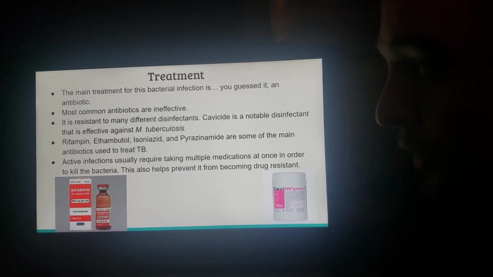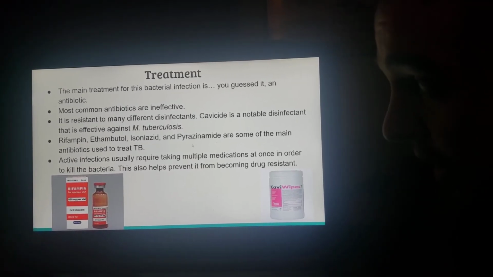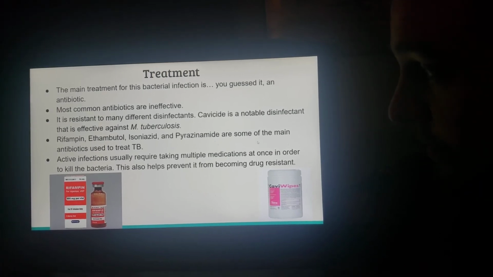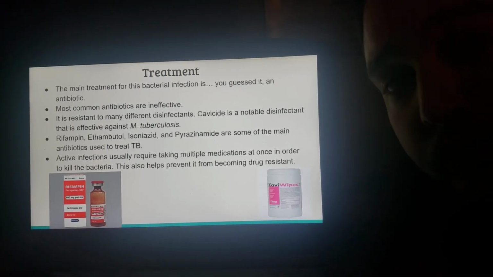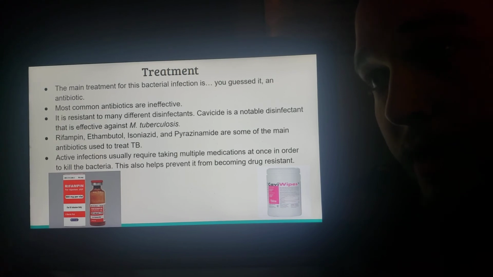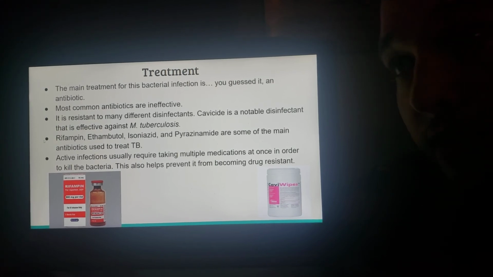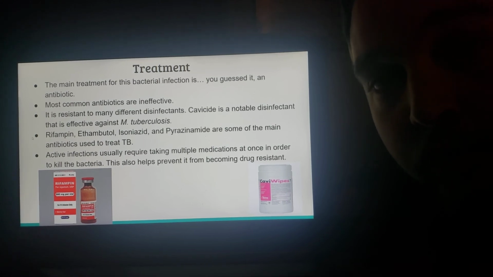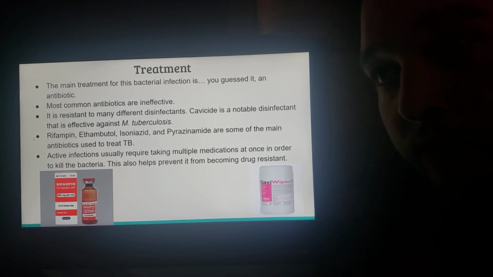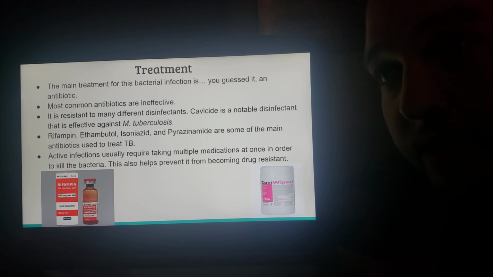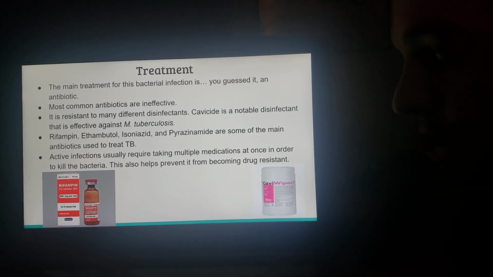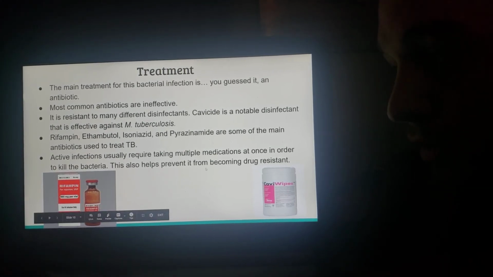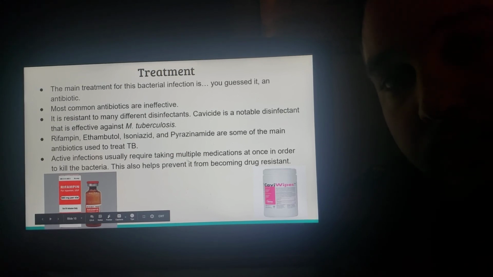Rifampin, ethambutol, isoniazid, and pyrazinamide are some of the main antibiotics used to treat TB. A lot of times they are used in conjunction with each other or with other supplemental medications. Because it's so strong, they don't want you to get an antibiotic-resistant infection, so you're taking multiple medications at once to kill an active infection.